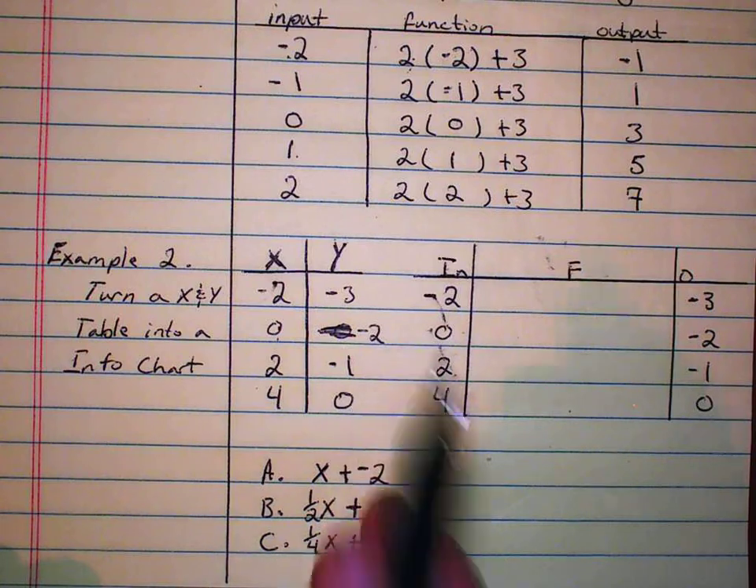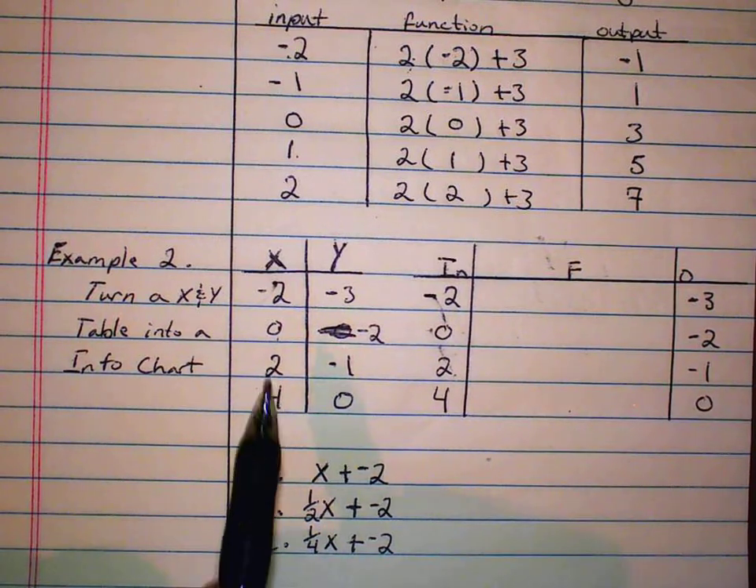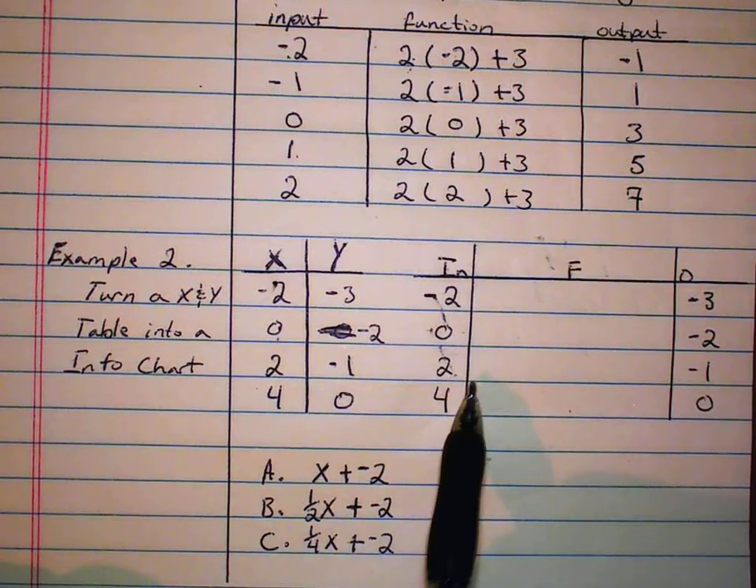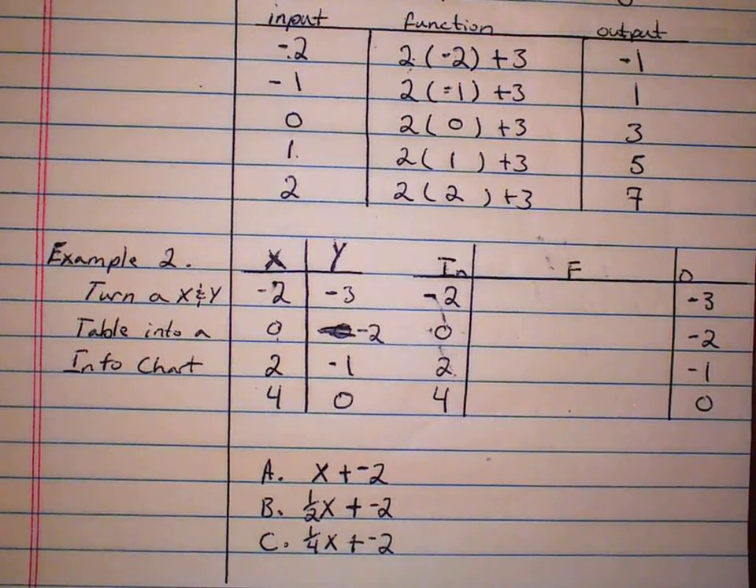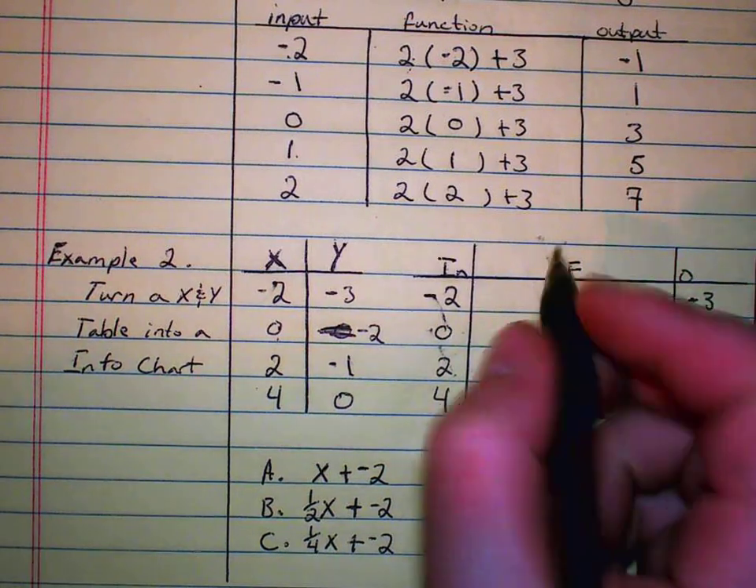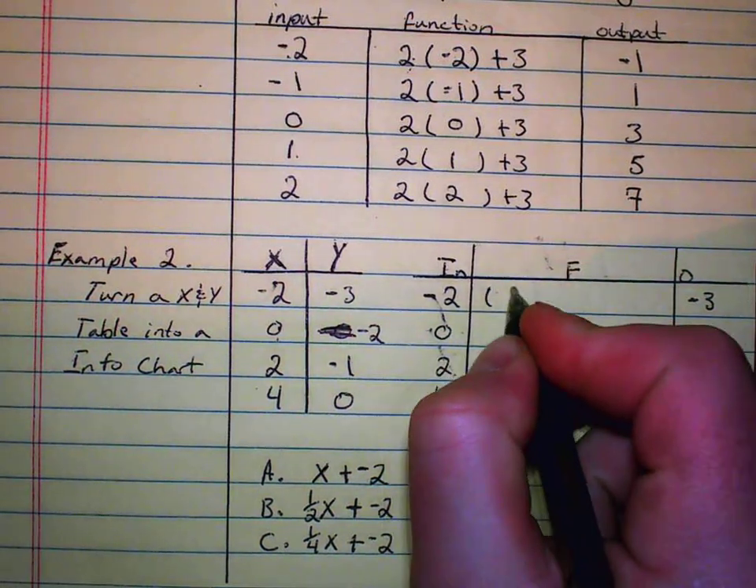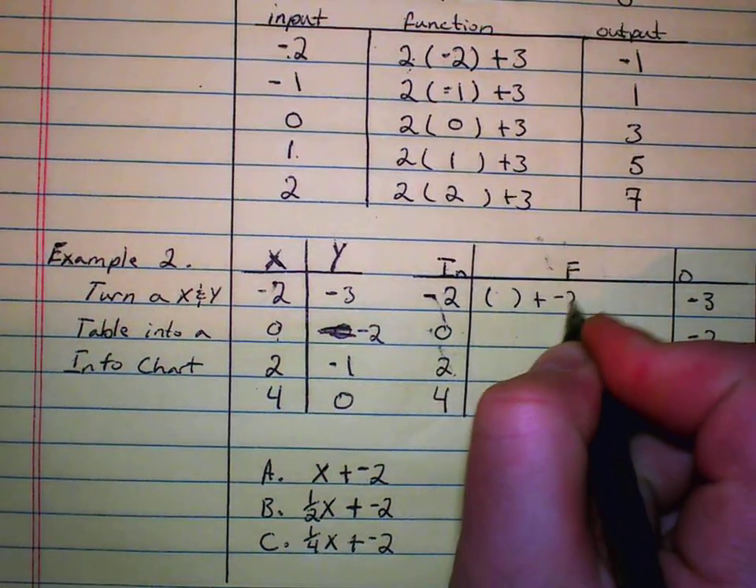Okay? Now, what we have here is we have inputs, and we have outputs, and we have answer choices to figure out which one is the function. This is something that you'll have to do. Here's the easiest way to do it. Let's take the first function, okay? Let's try it out. Open parentheses, plus a -2.